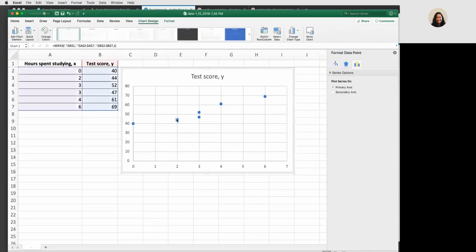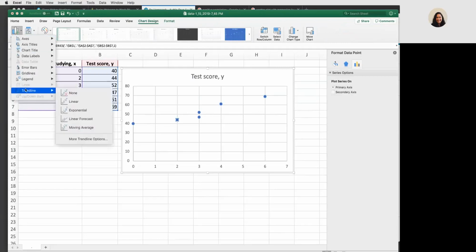No, what did I do? Oh, there we go. I had to double click on it. I double clicked on the dot. I want to add a chart element. So I'm going to come over here and click on add a chart element. And as you can see, there are different things that you can add, but I want to add a trend line.